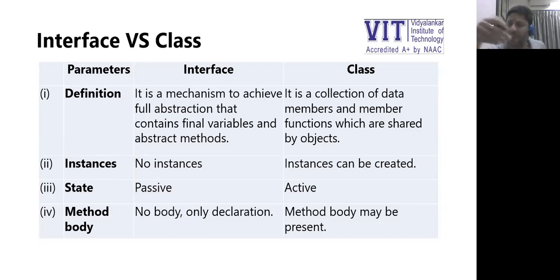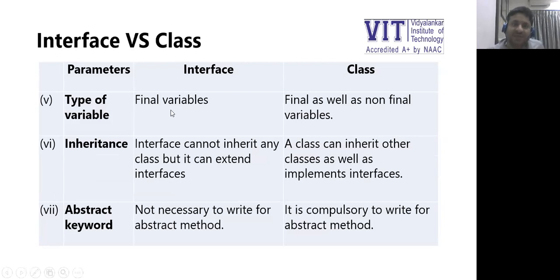The interface is very passive. You need to implement it and then give body. Classes are active entities. So in an interface, the method does not have any body, only declaration. In a class, a method body may be present. Now why I'm saying so, because if the class is an abstract class, then we can have a method that does not have any body. And in an interface, the variables are final. In a class it may not be final, depends on you.